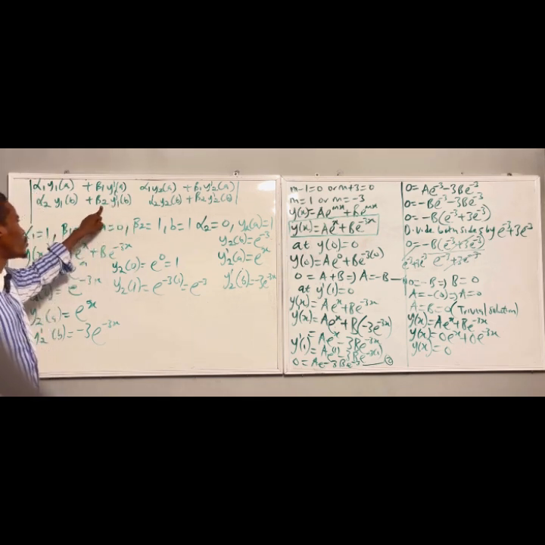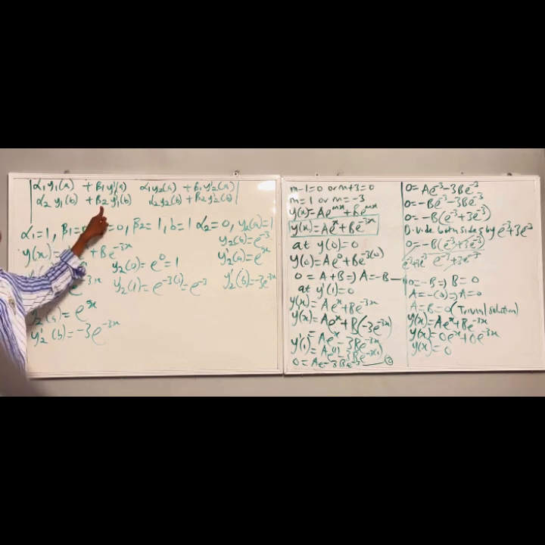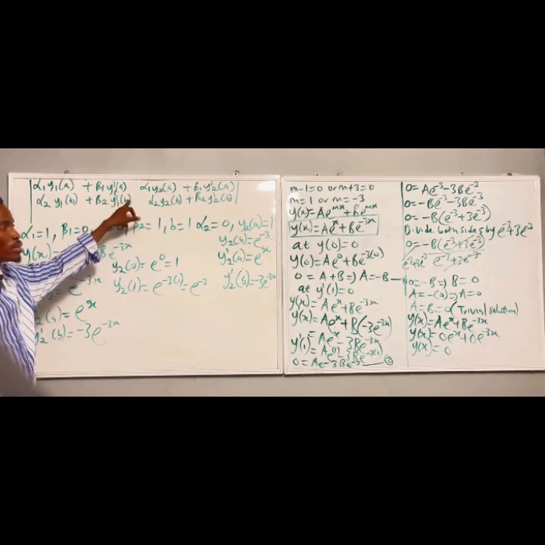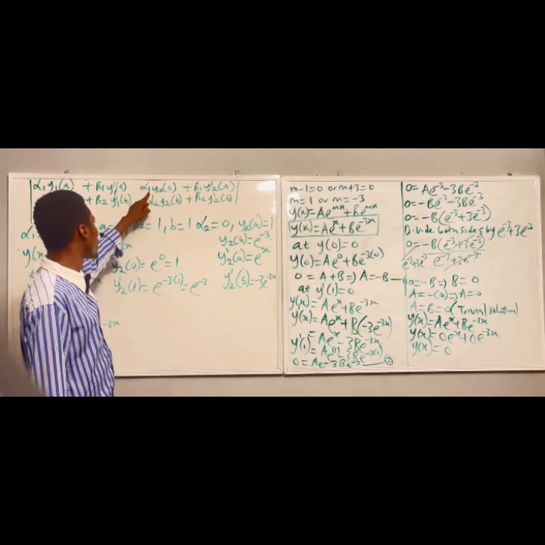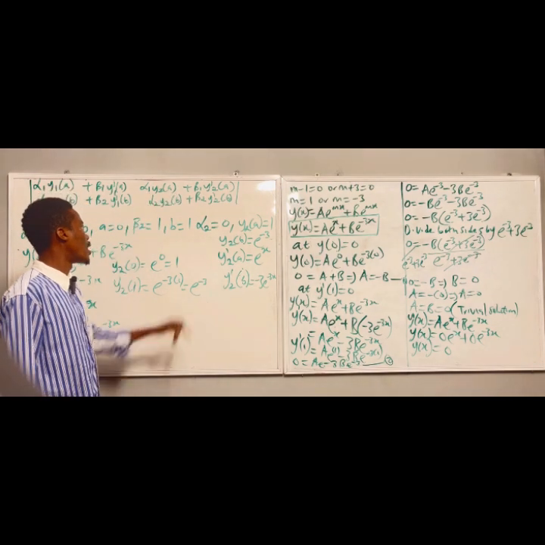It means what is my beta 2? My beta 2 is 1. Then y prime of b. What is my b? My b is also 1. So it means I'm going to find alpha 1, y2 of a, and I'll do it here.